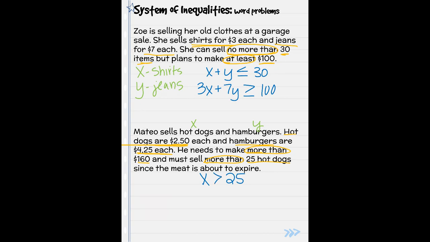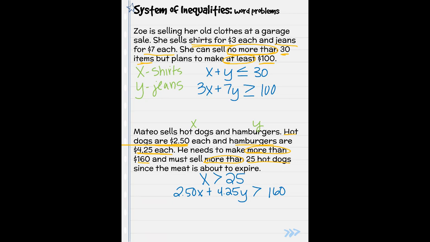We also want to figure out the total price, the total amount he wants to make. And we've got the total of each. So we've got 2.50 hot dogs plus 4.25 hamburgers, and we want to make $160. We want to make what? More than. So that is our greater than symbol.